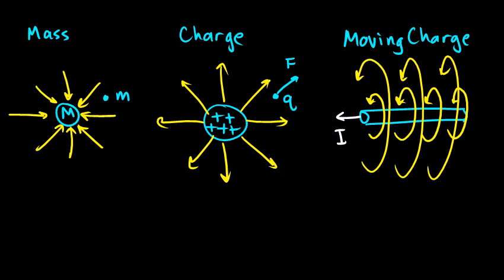If I were to take another charge, we'll put it here, call it Q, and have it move through the field, it would experience a force. A mass in a gravitational field experiences a force. A charge in an electric field experiences a force. And a moving charge in a magnetic field experiences a force. And that is the way the world is.